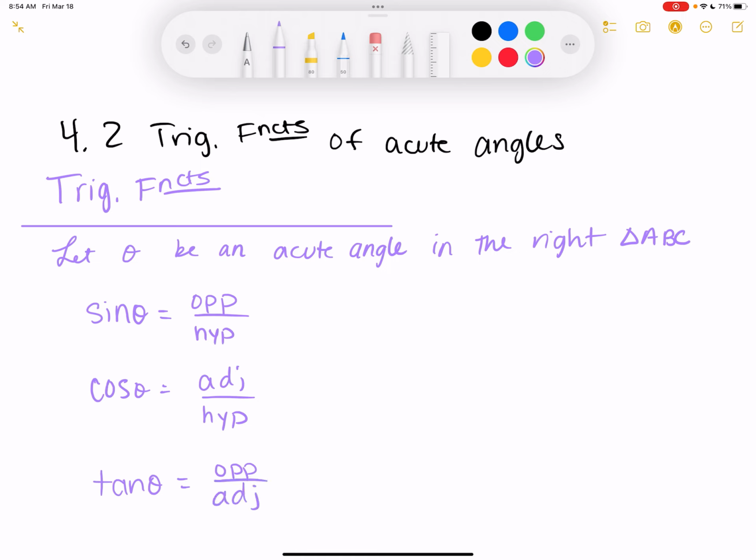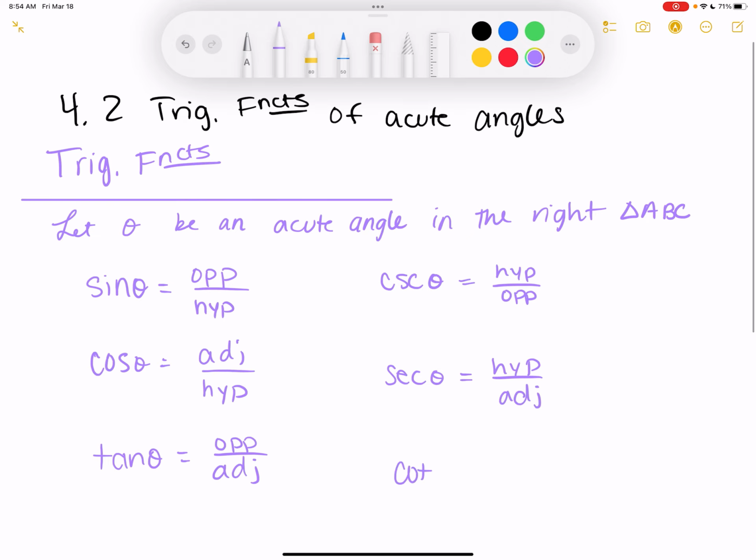Cosecant is hypotenuse over opposite. Secant is hypotenuse over adjacent. And cotangent is adjacent over opposite.